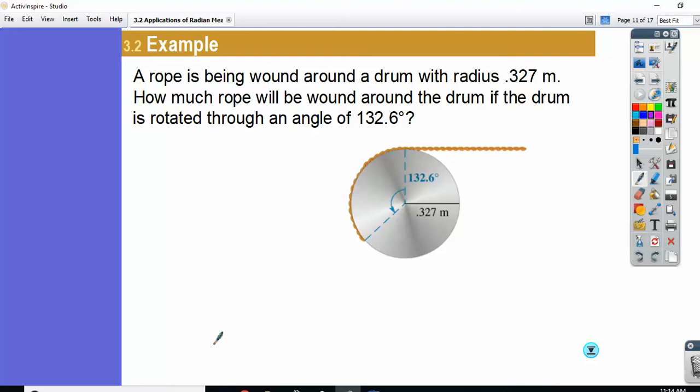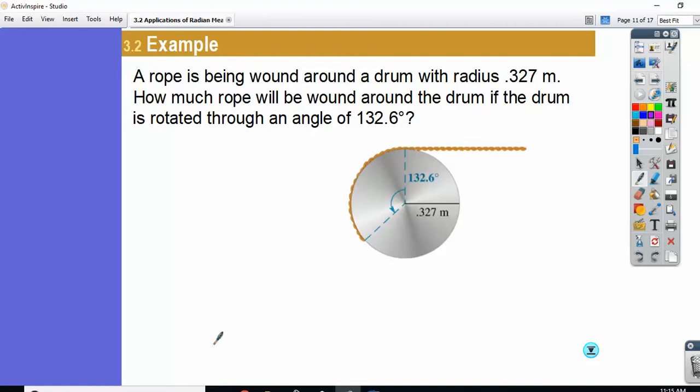I believe this is where we left off. Remember, we were talking about arc length. S equals r theta was our formula. What had to be true about theta in order for that to work? Had to be in radians. Degrees do not. Okay.